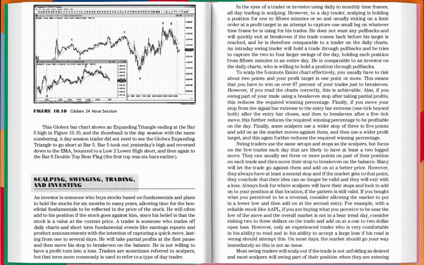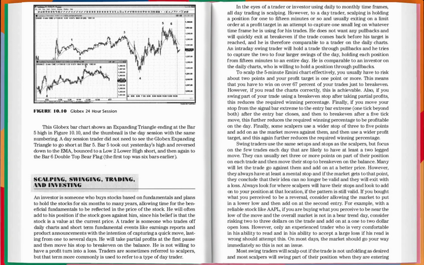Also, if you swing part of your trade using a break-even stop after taking partial profits, this reduces the required winning percentage. Finally, if you move your stop from the signal bar extreme to the entry bar extreme 1 tick beyond both after the entry bar closes, and then to break-even after a 5-tick move, this further reduces the required winning percentage to be profitable on the day. Some scalpers use a wider stop of 3 to 5 points and add on as the market moves against them, and then use a wider profit target, and this again further reduces the required winning percentage.